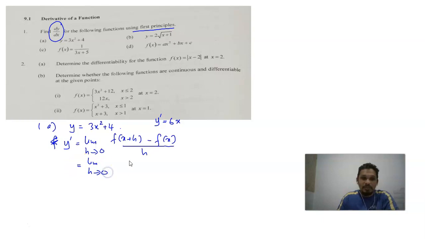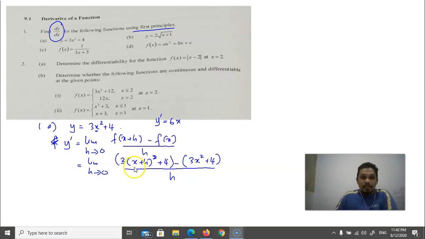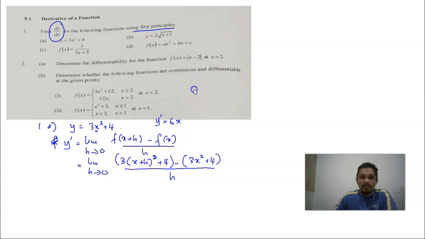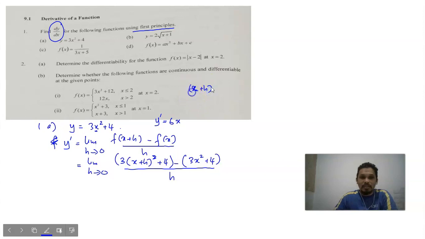Limit h approaching 0. Okay, f(x plus h), meaning that we substitute x with x plus h. So then 3(x plus h) squared plus 4 minus f(x), which is 3x squared plus 4, and divided by h. Okay, look at this one now, (x plus h) in bracket squared. So let's find the expansion of this. (x plus h) squared equal to x squared plus 2xh plus h squared.